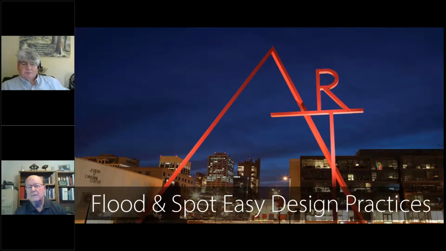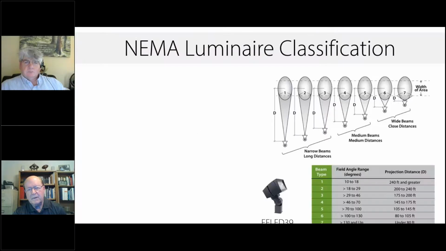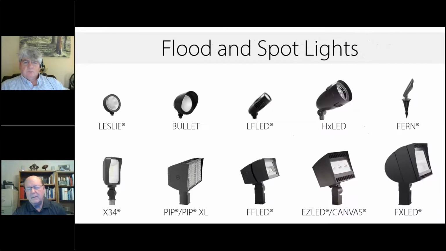Okay, good deal. So let's go through here and talk about our floods and spots. So as we go through here, and let me just touch this so we can get it going again. So here are the different fixtures that RAB offers. So you'll see up at the top, some of these, for instance, the Leslie only comes in a 6x6 distribution, and we're going to introduce that in just a few minutes. But it's kind of like a floodlight, bullet's a wide floodlight, and so forth.